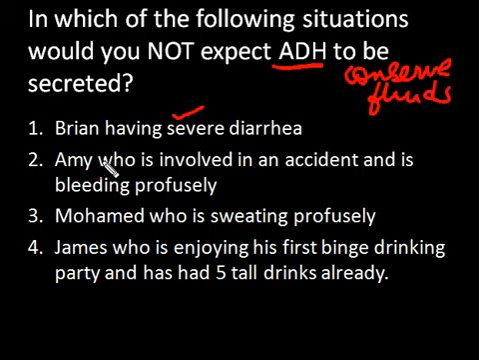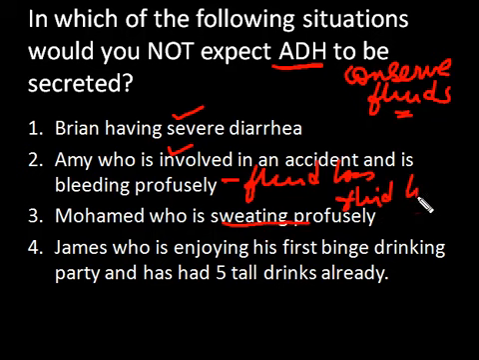Let's look at this one where it says Amy is involved in an accident, is bleeding profusely. So again, like the previous one, there is fluid loss here. And so hence the body needs to conserve fluid, which means ADH will be secreted so that she passes less urine and does not lose any more fluid. So again, ADH is going to be secreted. Let's look at the third choice where it says Muhammad is sweating profusely. That means he's sweating so much, again, has fluid loss and the body needs to conserve fluid. So you need to secrete ADH so that less urine is passed. So this person also is going to have ADH being secreted.